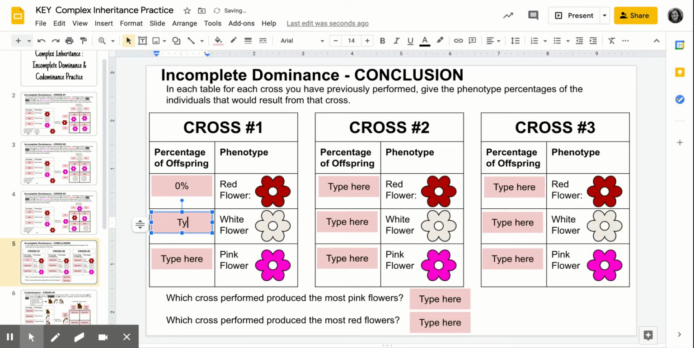I know it seems silly to put the 0%, but for a true phenotype ratio, you need to put the 0% as well. You cannot just put 100% pink flowers. That's not a ratio. Okay, you have to compare each of the phenotypes in a phenotype ratio. All right, let's go ahead to cross 2.